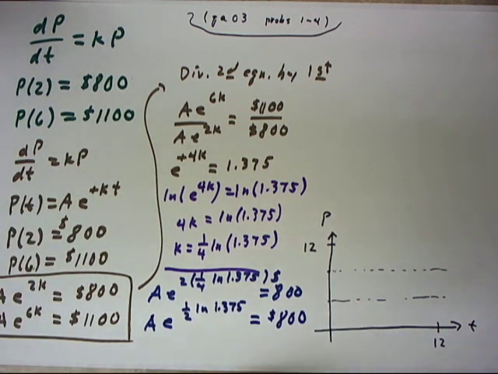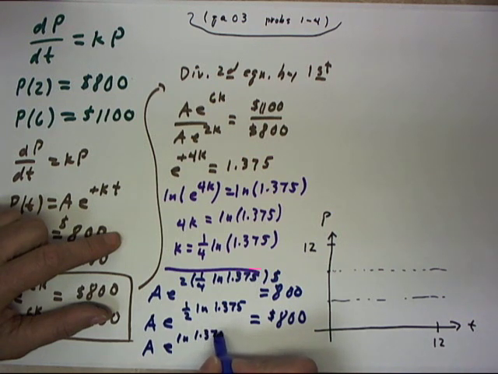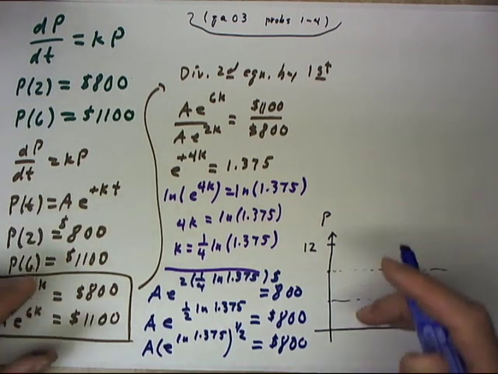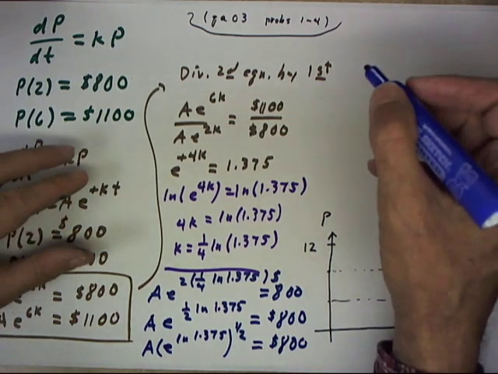By the laws of exponents, this is equal to A times (e^(ln 1.375)) raised to the 1/2 power. Now, e to the natural log of 1.375 is 1.375.